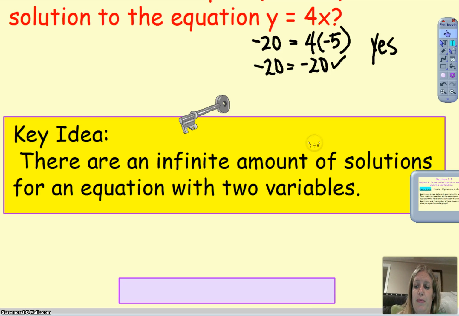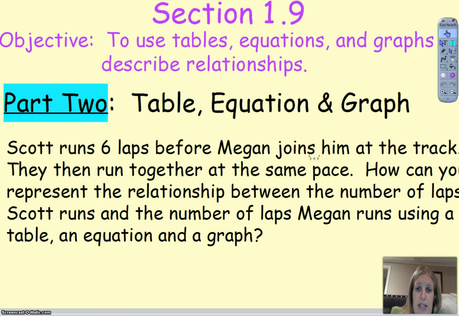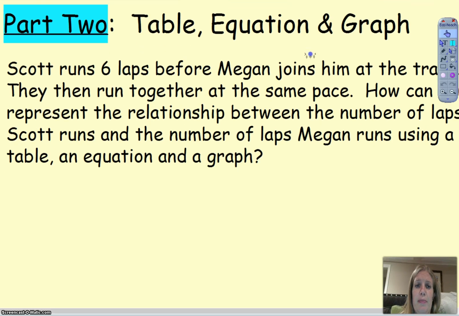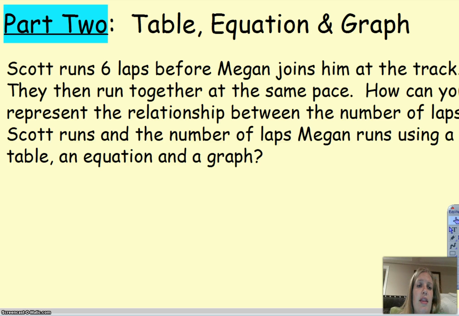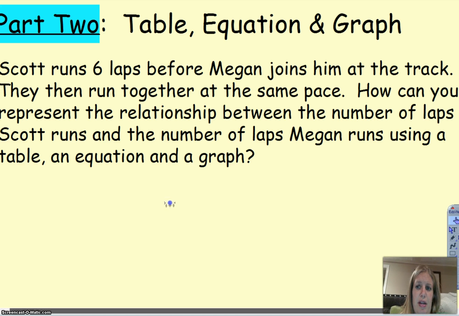Okay, part 2. Please write down part 2, table, equation, and graph. Write down the word problem, and we will do it together. Scott runs 6 laps before Megan joins him at the track. They then run together at the same pace. How can you represent the relationship between the number of laps Scott runs and the number of laps Megan runs using a table, an equation, and a graph?